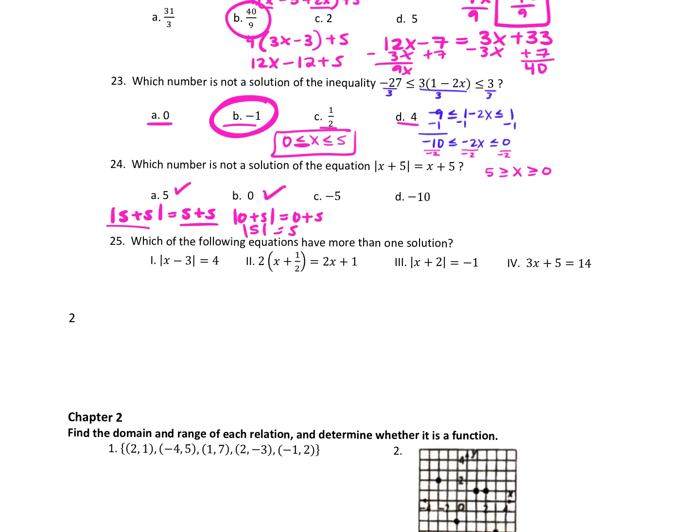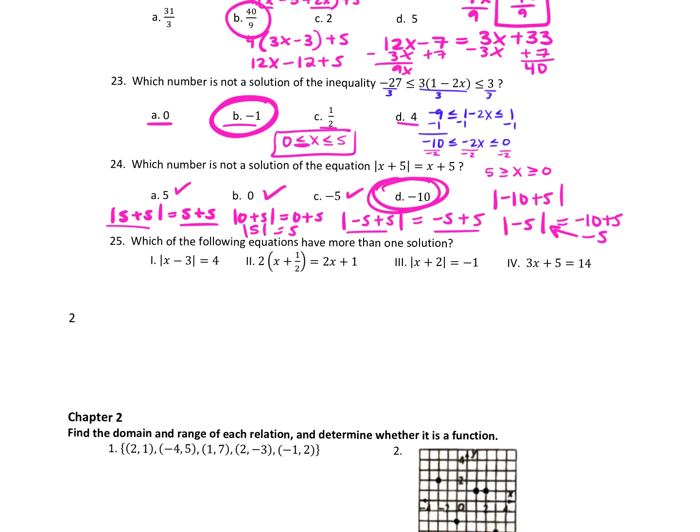right? That one works. -5, so absolute value of -5 plus 5 equals -5 plus 5. So the absolute value of 0 equals 0. That works. Looks like it's going to be this one. The absolute value of -10 plus 5, so that's the absolute value of -5, equals -10 plus 5, which is -5. Absolute value can't equal a negative, so that is your solution.